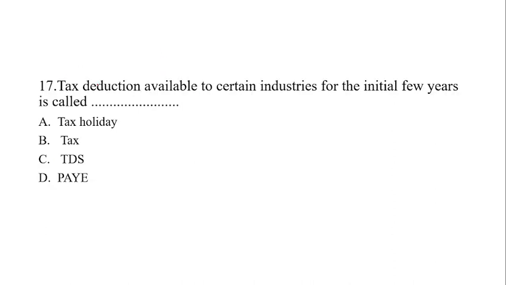Question number 17, tax deduction available to certain industry. What is he talking about? The tax deduction available to certain industry for the initial few years is called TDS, tax deducted at source. Okay, here is the correct answer.